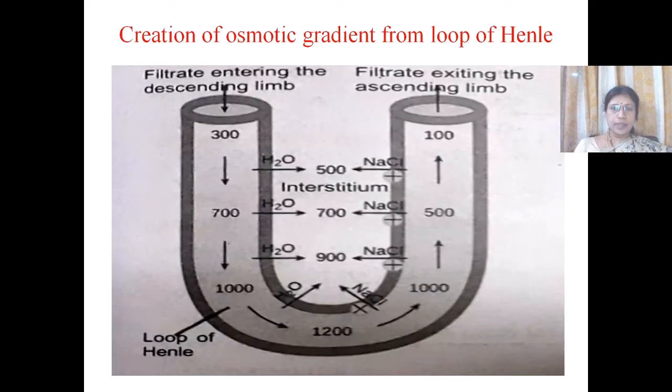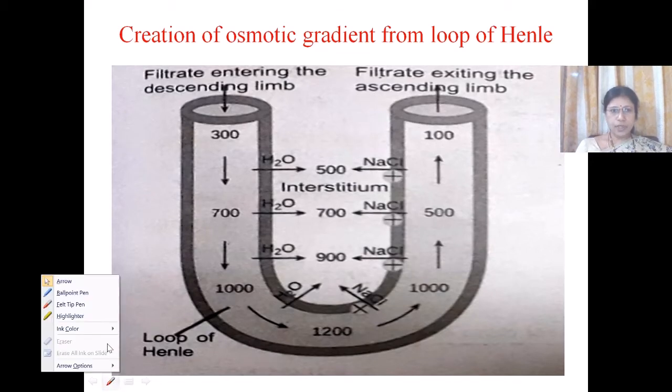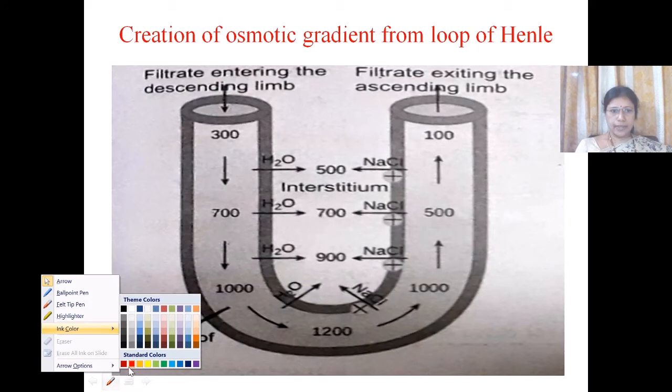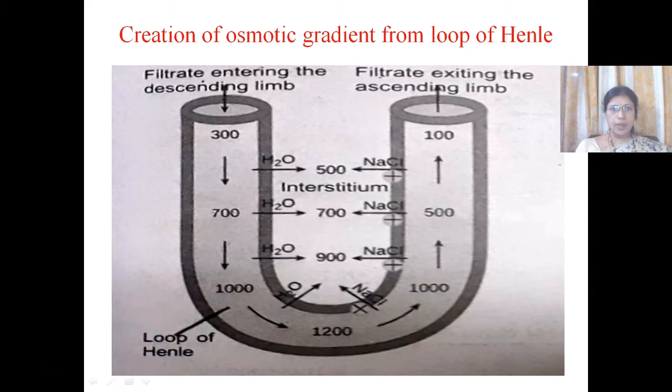Now let us see the role played by different parts of the nephron in the formation of urine. So here this is a loop of Henle. This is the descending limb of loop of Henle and this is the ascending limb of loop of Henle. Here the glomerular filtrate enters from the proximal convoluted tubule into the descending limb of loop of Henle. The descending limb of loop of Henle is permeable to water but it is not permeable to salts.